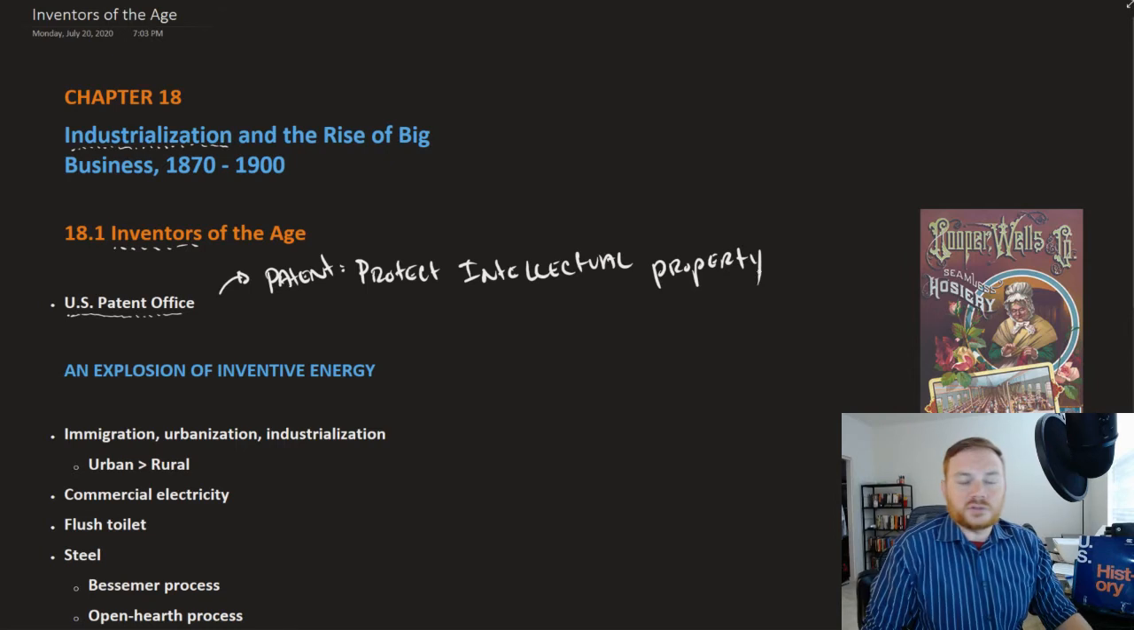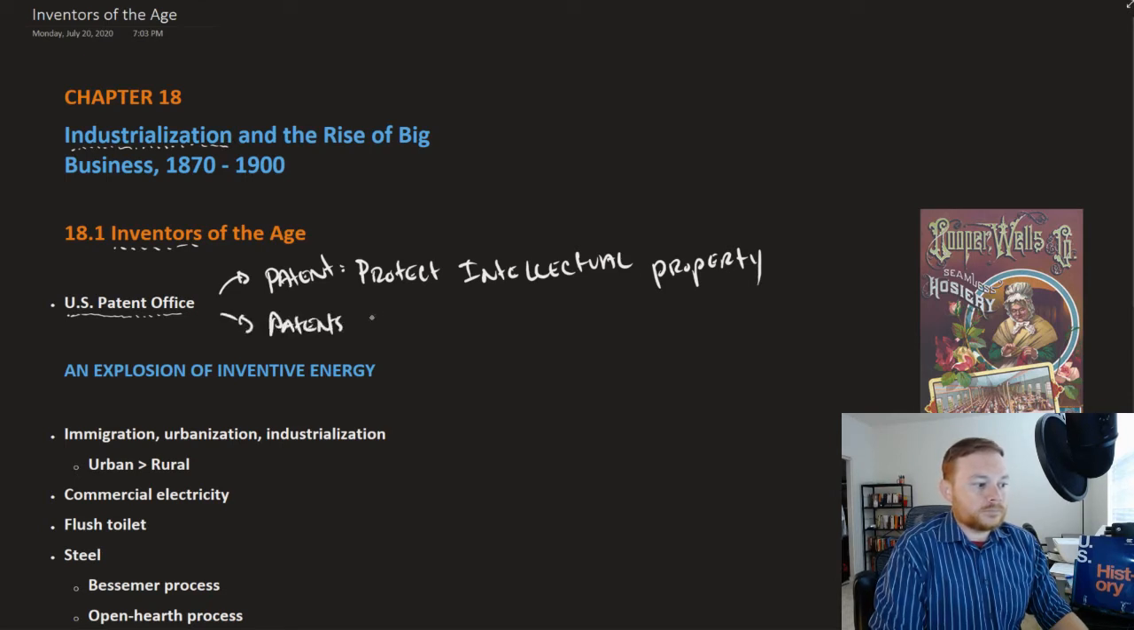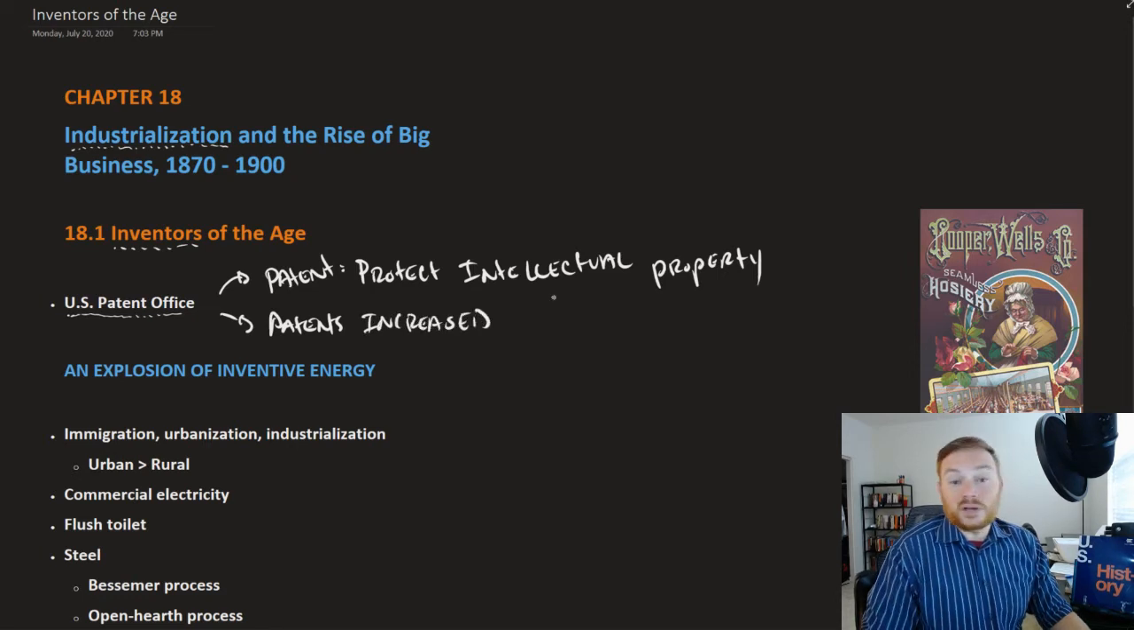So if you're an inventor and you invent something incredibly useful, you file it with the Patent Office and they will ensure, generally, that you are going to benefit from that, that nobody else can essentially rip off your idea and create a copycat. And the number of patents that were issued in the United States increased dramatically, by a lot in the years between 1870 and 1900. So a lot of new inventions were being created.